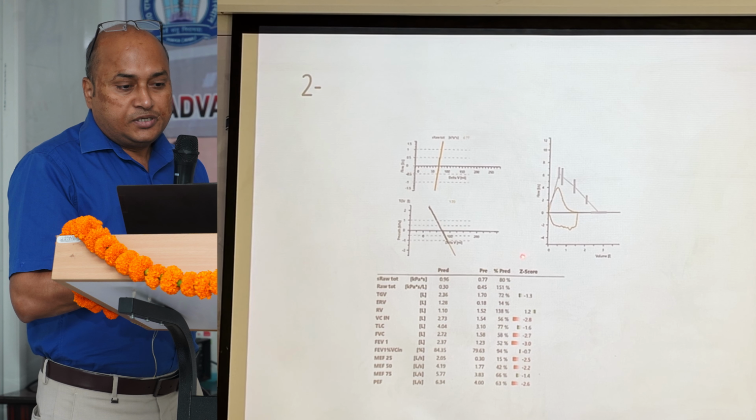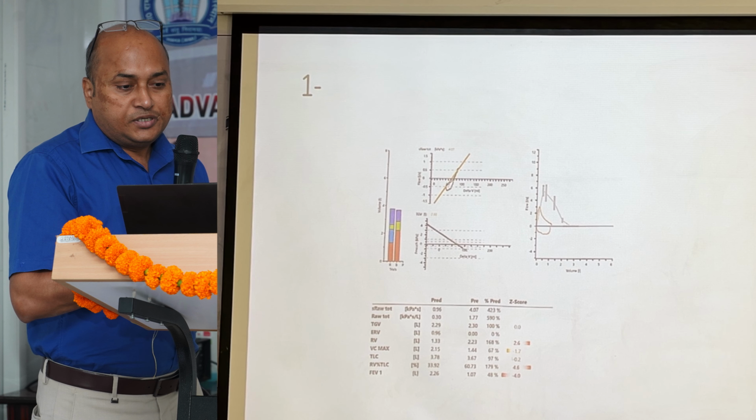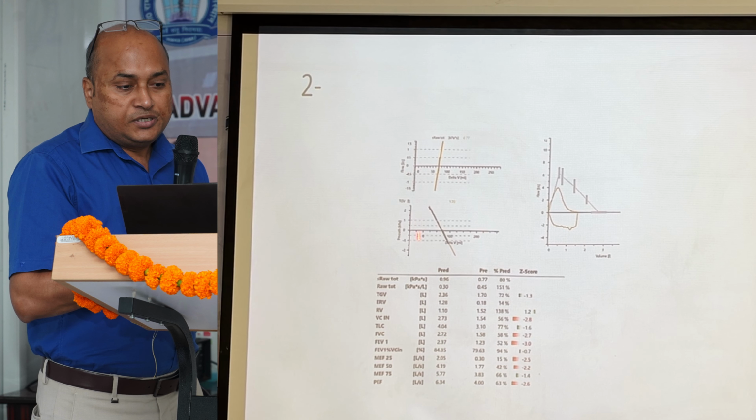The second curve, the direction of this is anti-clockwise. Earlier it was like this, but in this it has changed. By seeing this, we can predict whether the patient has obstruction or restriction. In this case, you see the specific airway resistance is 0.96 predicted, and pre is 0.77. It is less than normal.